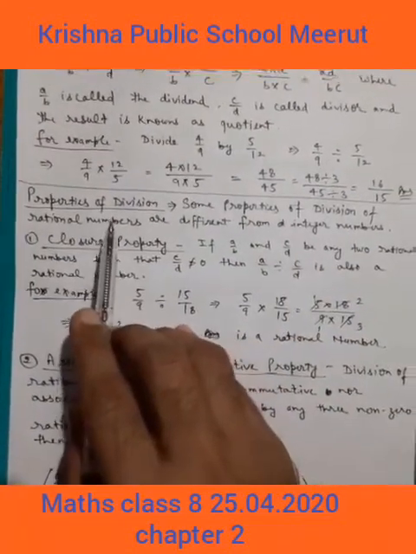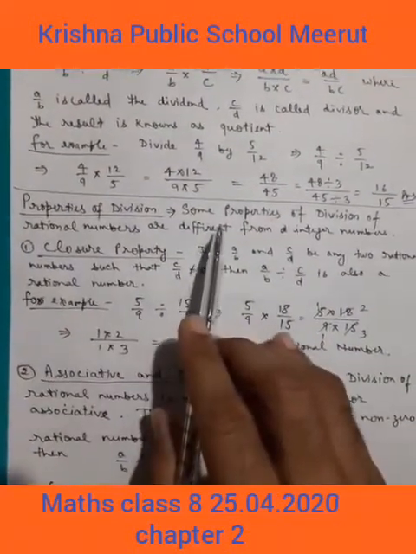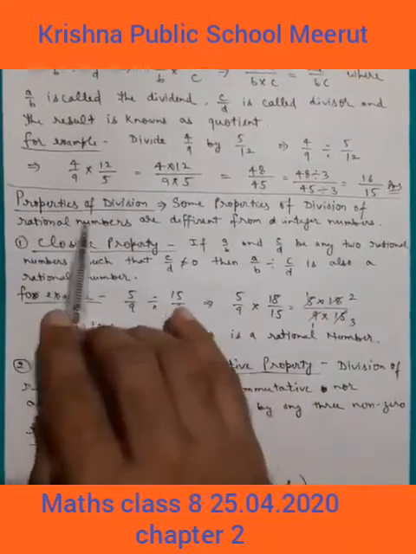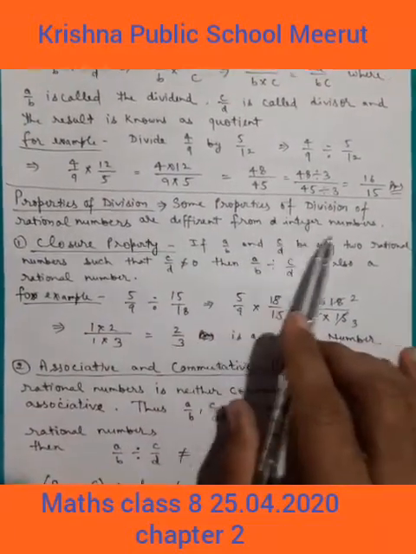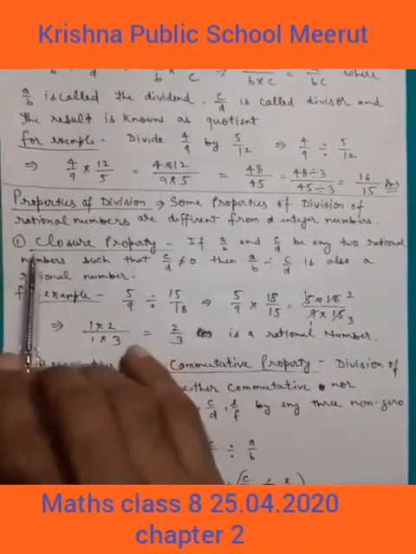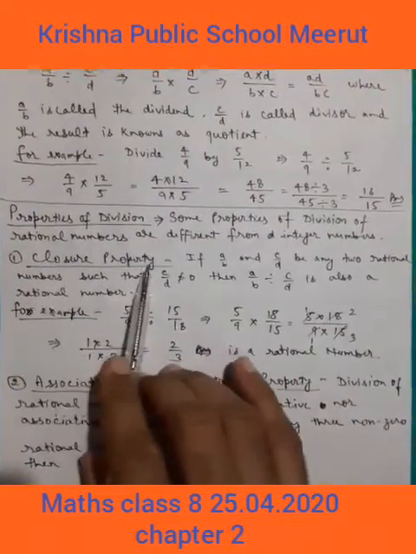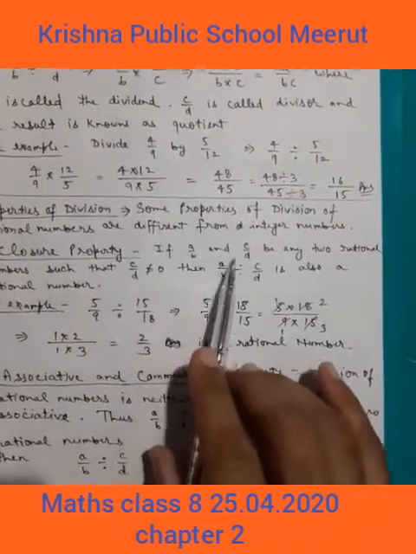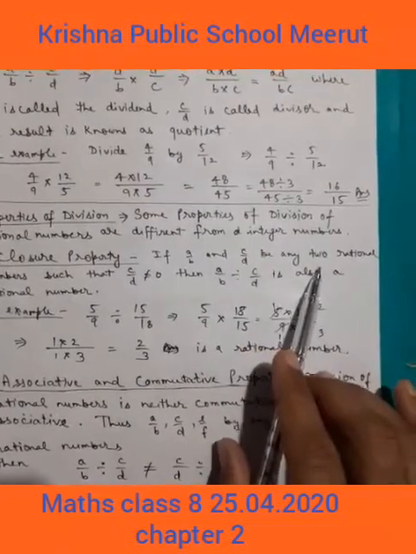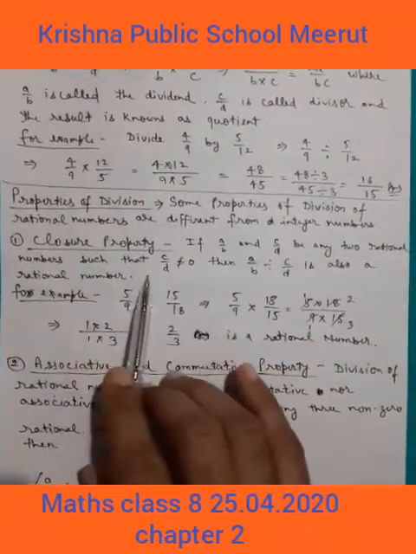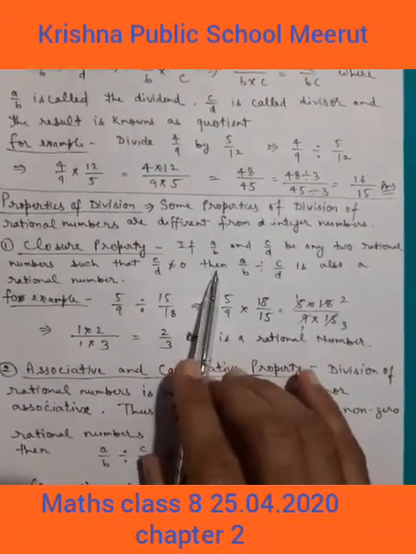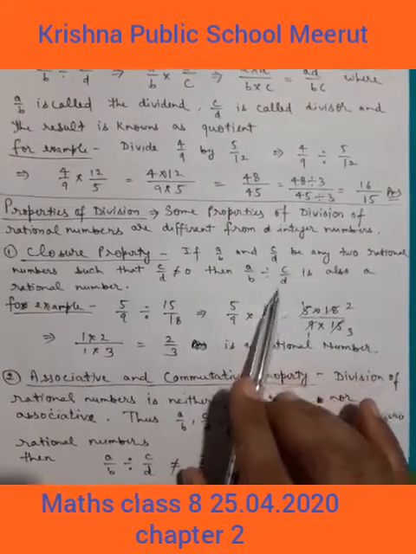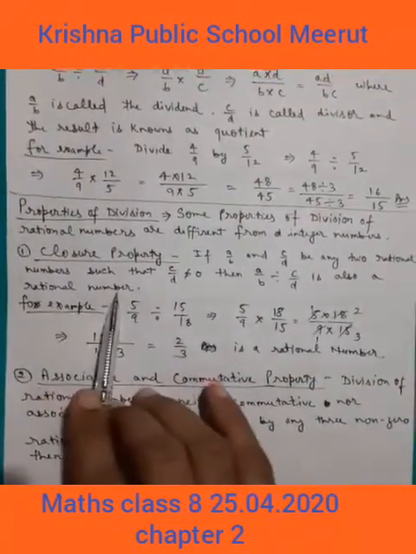Now come to the main properties of division. Some properties of division of rational numbers are different from integers. The first property is the closure property. If A upon B and C upon D are any two rational numbers such that C upon D is not equal to 0, then A upon B divided by C upon D is also a rational number.